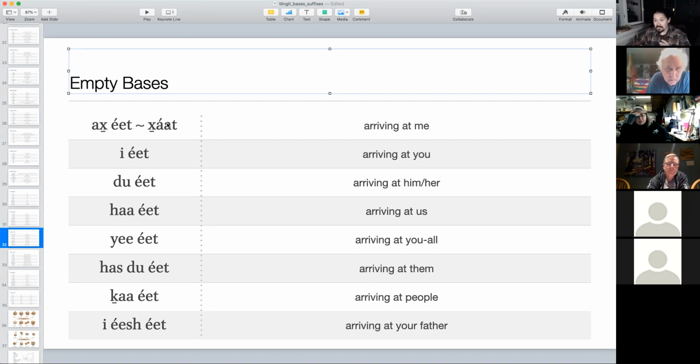And then they said to them, help me, help me. So this is one of the first places where we see a contraction happening. Otherwise, you have it eat, do eat, ha eat, ye eat, has to eat, ka eat, it ish eat. We kept the dad there.